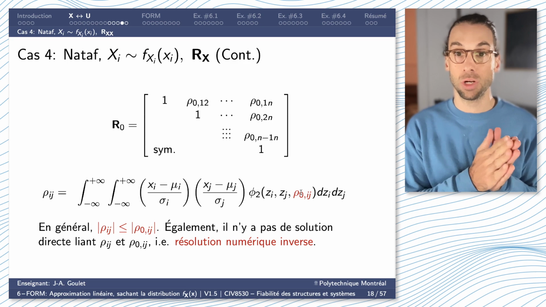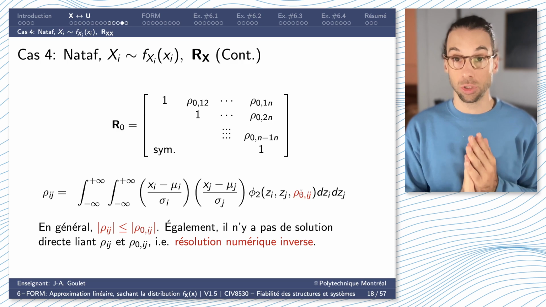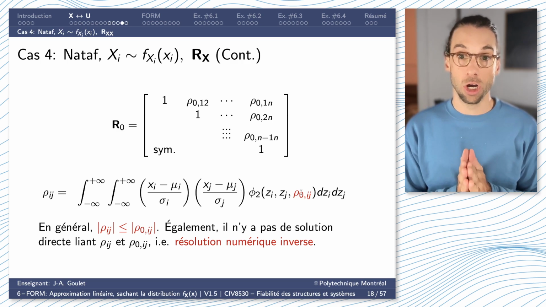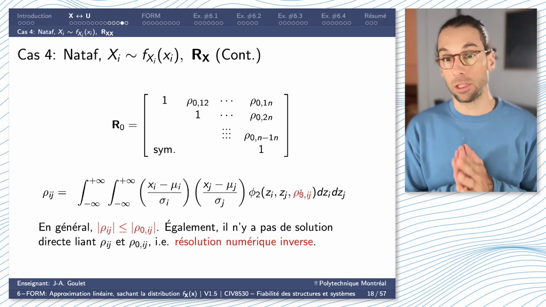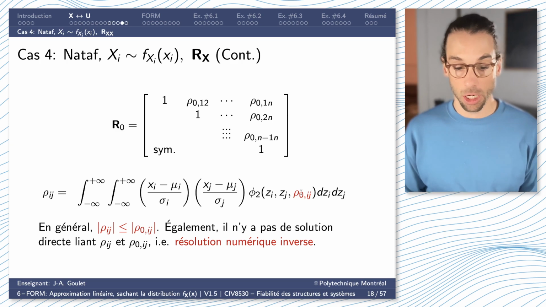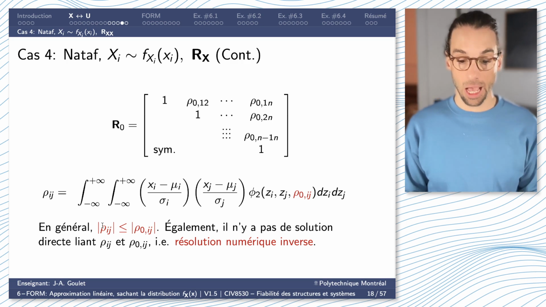So in module 3, we saw that we have some polynomial approximation of that inverse resolution. Modern computer codes, such as Pystra, Pyrel, or Ferum, will do that numerical integration for you. But in general, that correlation coefficient in the standard normal space is larger than or equal to the original correlation coefficient in the X space.